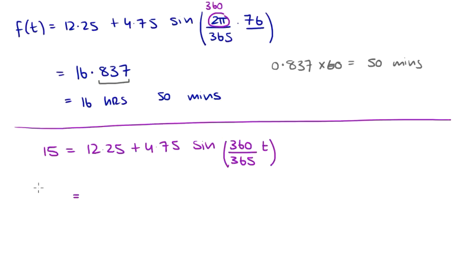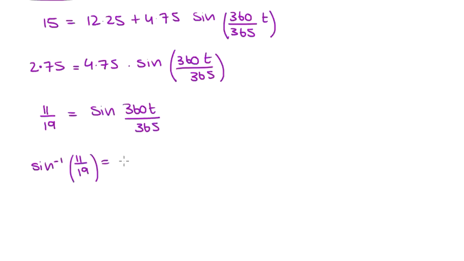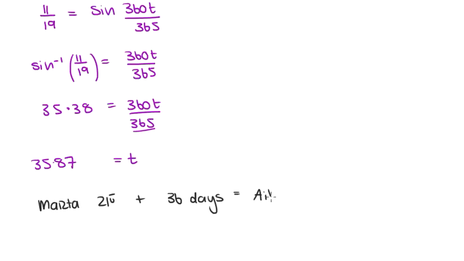15 minus 12.25 is going to give me 2.75. Then I'm going to divide on the left by 4.75. It's going to give me 11 over 19. So sine inverse of 11 over 19 equals 360t over 365, which is 35.38. So when I multiply on the left by 365 and then divide by 360, I'm going to find that t is equal to 35.87. They asked us to find the date. So therefore, March 21st plus 36 days will give us April 26th.